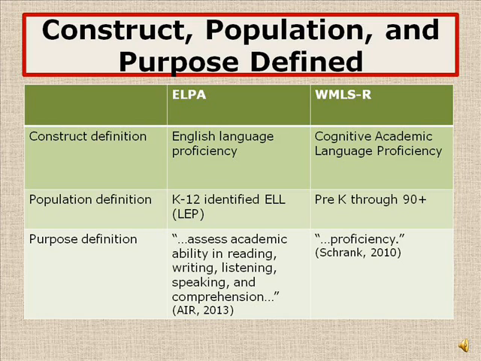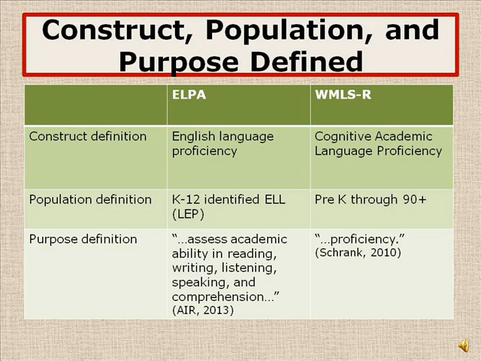The purpose definition for the ELPA: to assess academic ability in reading, writing, listening, speaking, and comprehension for English language learners enrolled in Oregon Public Schools grades K-12. The purpose definition for the Woodcock-Munoz: provide a theoretically and technically sound procedure for evaluating English and/or Spanish language proficiency. The Woodcock-Munoz measures cognitive academic language proficiency, or CALP.